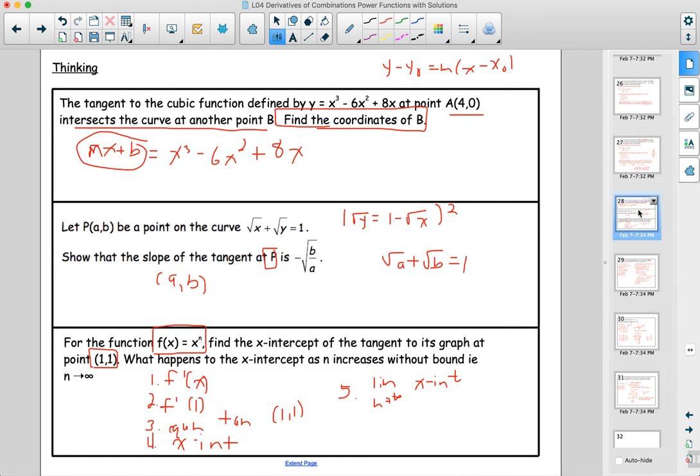The next lesson we would look at would be focusing on products, and then after that we would look at quotients.